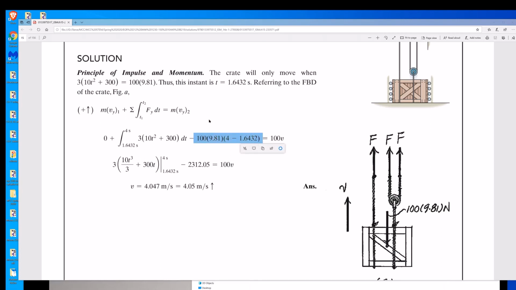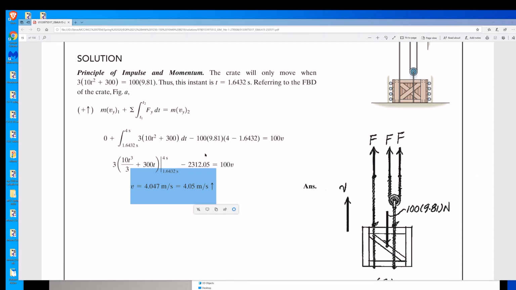What ends up happening is that the force in y has multiple components. This is due to weight, and this is the impulse due to weight, and this is the time range, or the limits of the times. So you go through and solve for v with your values of t substituted in after you perform the integration. When you do that, you come up with the velocity of 4.05 meters per second.